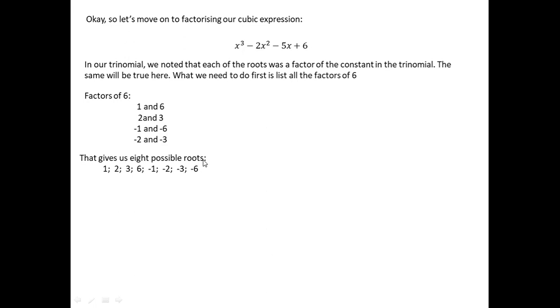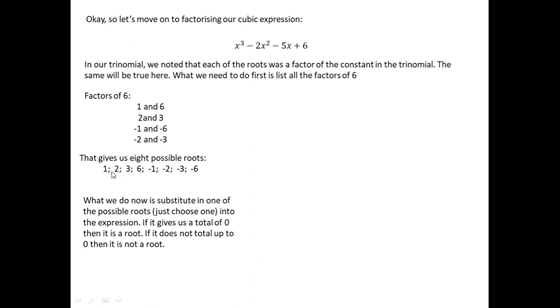These are all the possible roots, the possible numbers that could be in the brackets that we'll get when we factorise this. So what we do is we choose one of these numbers, any one will do, and substitute it in place of the x in our expression to see whether it totals up to 0. If it totals up to 0 when we substitute one of these numbers in, that means that that number is a root. If it doesn't total up to 0 when we substitute one of these numbers in, then it means that that number is not a root.